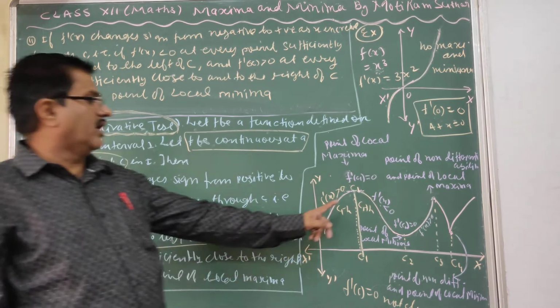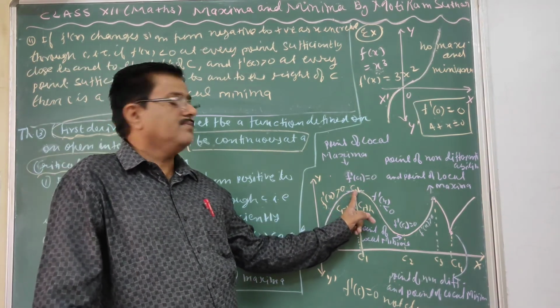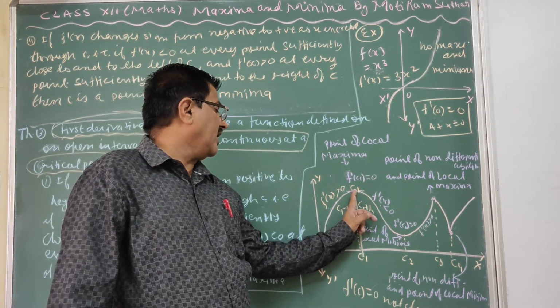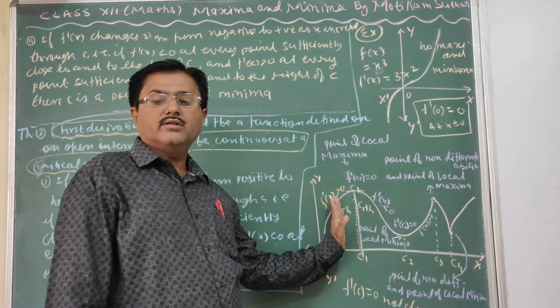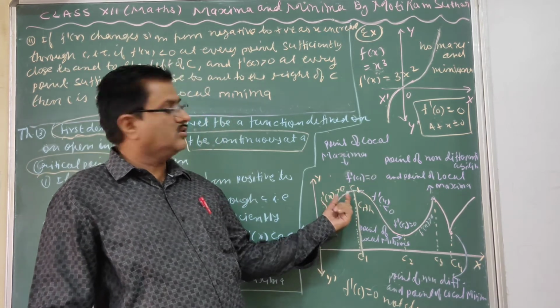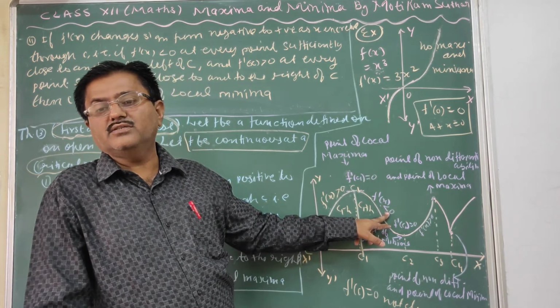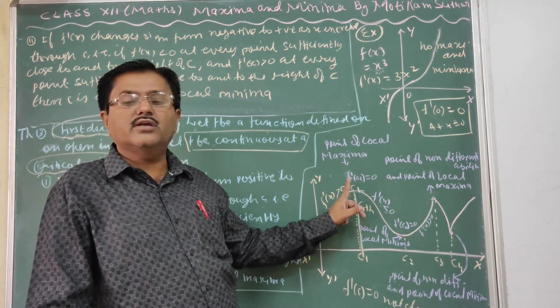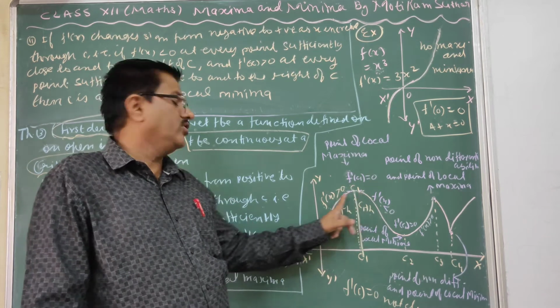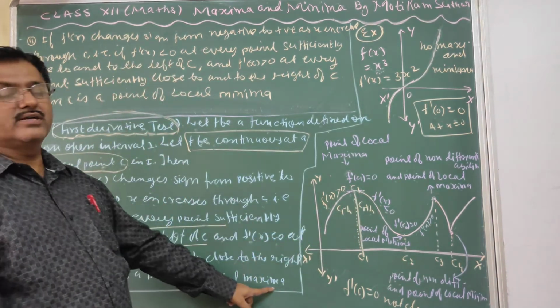Here we can take C1. Then what we see is that at the left of this point the derivative should be greater than 0. Right of this, the derivative should be less than 0. So the point is called a point of local maxima.